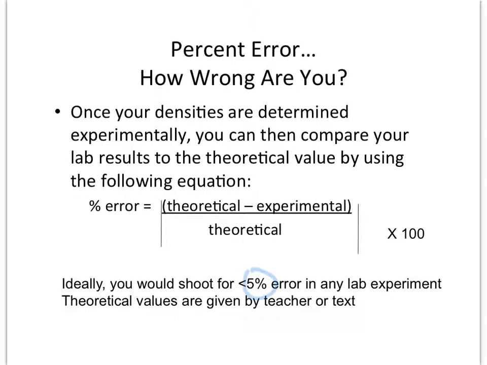Once your densities are determined experimentally and you've done all your number crunching, you can compare your lab results to the theoretical value, which is the value that would be published or the value given by your teacher, using the following equation. Percent error equals the absolute value of the theoretical minus experimental results, divided by theoretical, and multiplied by 100 to make the percent. Once again, theoretical results are given by a teacher or can be looked up online or in a journal. So that is what the results are supposed to show. And experimental results are from the lab.